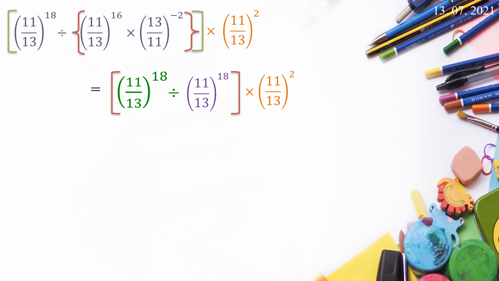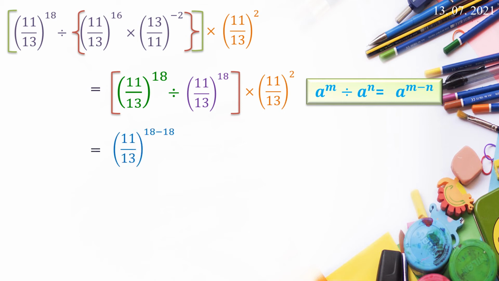Now on adding the power, we get (11/13)^18 divided by (11/13)^18 into (11/13) whole squared. Now inside the bracket we have same base, same power, but in between that we have a divide symbol. Now we can use the law a^m divided by a^n is equal to a^(m minus n) to simplify this. Using that, on simplifying, we get (11/13)^(18 minus 18) into (11/13) whole squared.